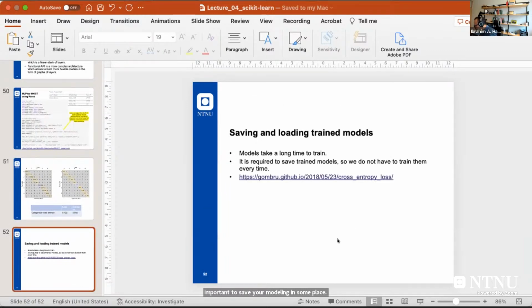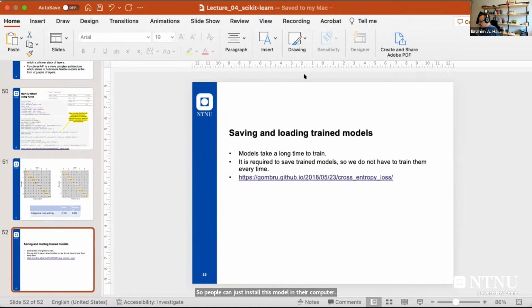Can you see my screen? Yes. So it is required to save the trained models, so we don't have to train them each time, for example. So it's important to store your model somewhere, and also maybe you are building a model for a company. So in fact, at the end of the day, you will give them a file which contains all those weight values. So people can just install this model on their computer. You don't need to spend much time again doing this.